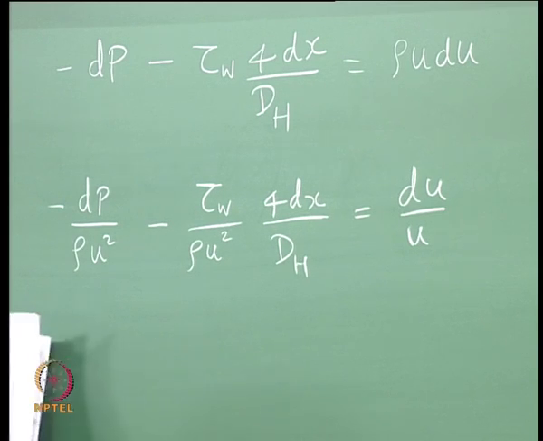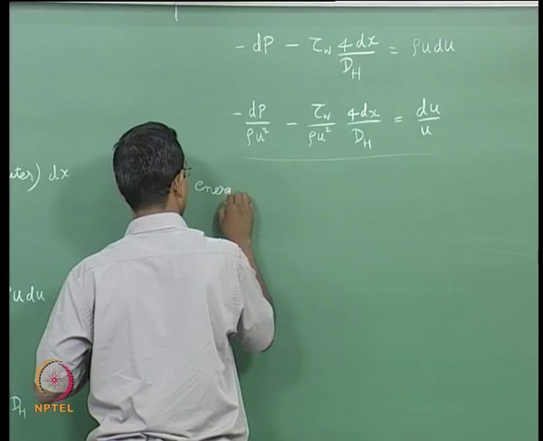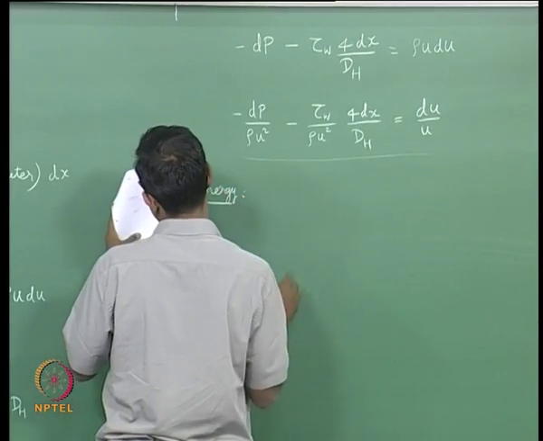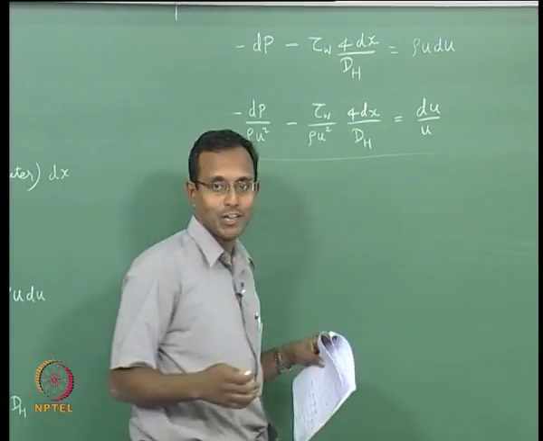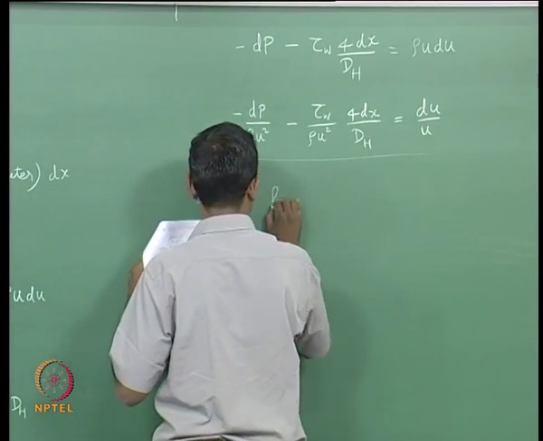Okay. We will keep it in this particular form. We will come back to this later. I will start using this after some time. Okay. This is our momentum equation. Now I will go for energy. Energy equation, of course, it is h naught equal to constant. Okay, we said it is adiabatic, so it is h naught equal to constant.